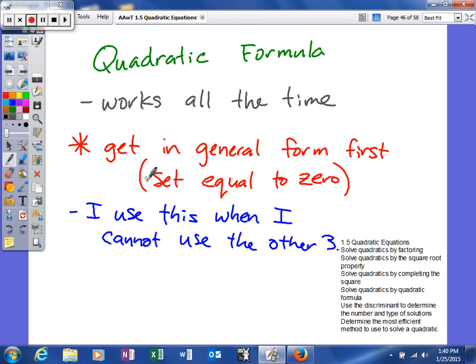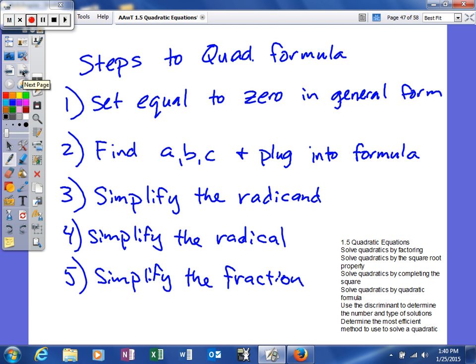So if I can't solve for x, obviously I can't do that. If it's not factorable, then I'm not going to factor. If I can't take half of b evenly, then I'm probably not going to use completing the square. So the quadratic formula is my next resort. And there are some steps we need to do.